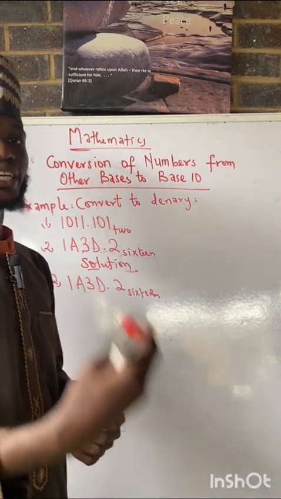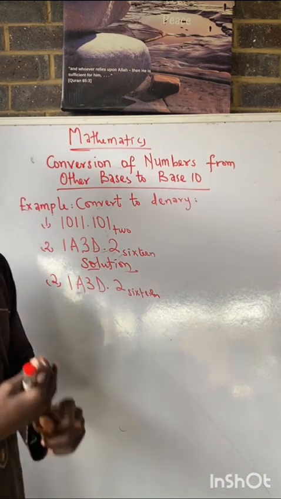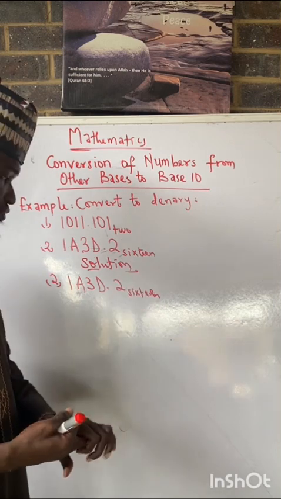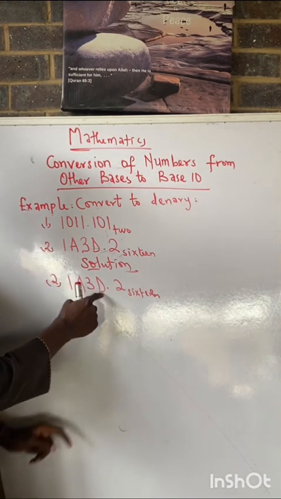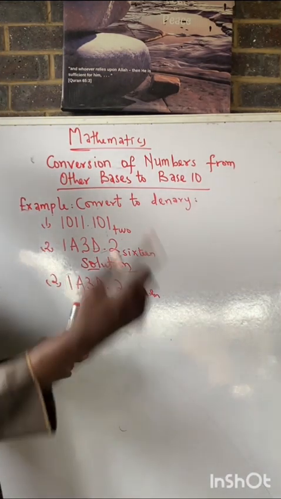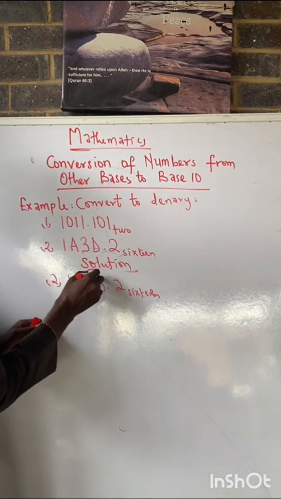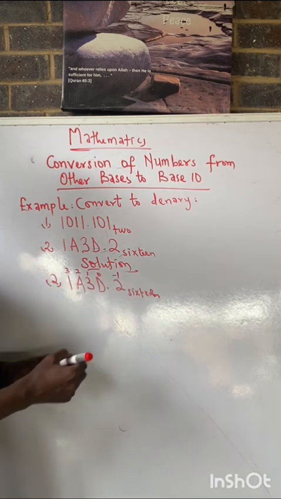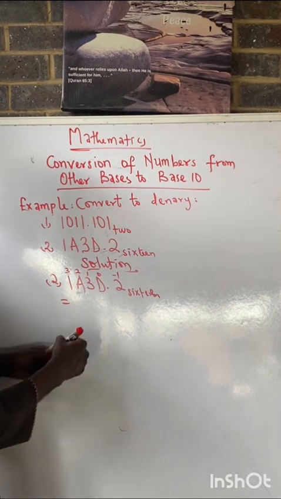Now, starting from base 10, that's where we make use of letters. A stands for 10, B is 11, C is 12, D is 13. So A represents 10 and D represents 13. We have to break it down. We will do the same thing that we did for the first one. So we put 0 on top of this, 1 on this, 2 on this, and 3 on this, and negative 1 on this. From there, we are going to break it down the way we did.